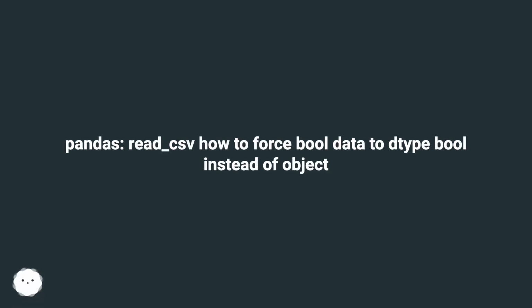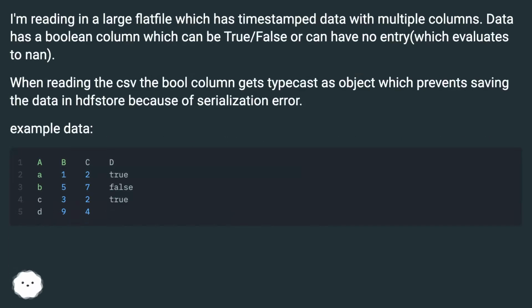Pandas read_csv: how to force bool data to type bool instead of object. I'm reading in a large flat file which has timestamped data with multiple columns. The data has a Boolean column which can be true/false or can have no entry, which evaluates to NaN. When reading the CSV, the bool column gets typecast as object, which prevents saving the data in HDF store because of a serialization error. Example data.